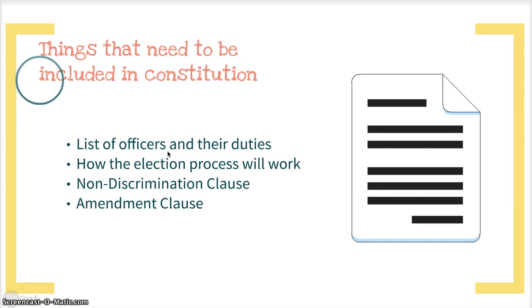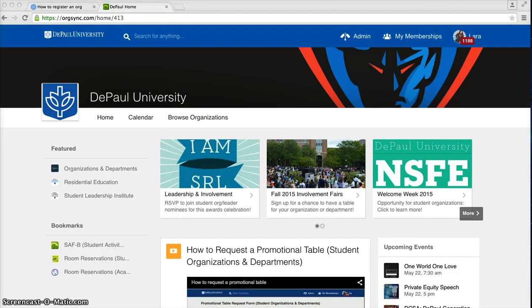Some things that need to be included in the constitution are a list of officers and their duties, how the election process will work, a non-discrimination clause, and an amendment clause. Let's get started on the application process.